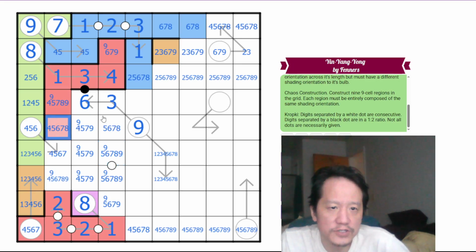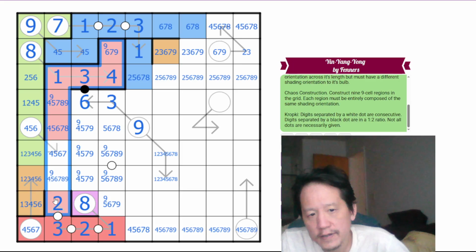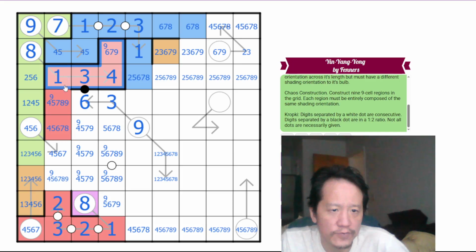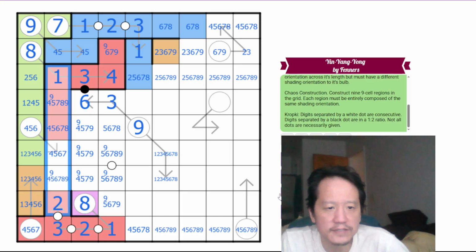This needs access to a 2. We have 1, 2, 3, 4, 5, 6, 7, 8, 9. Can it get access any other way? 1, 2, 3, 4, 5, 6, 7, 8, 9. No. 1, 2, 3, 4, 5, 6, 7, 8, 9. Nope. So it has to get access this way, which means this does have to be red.